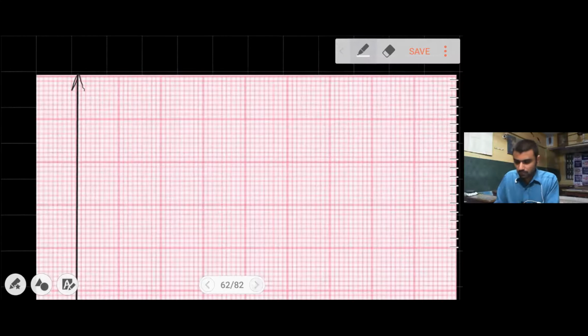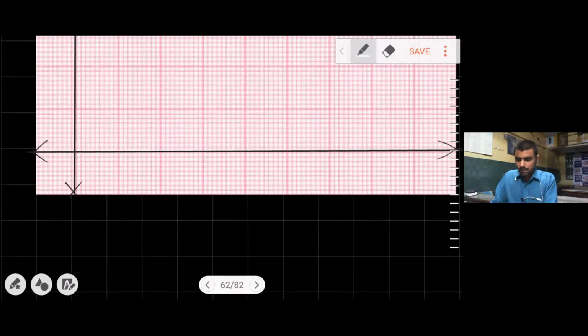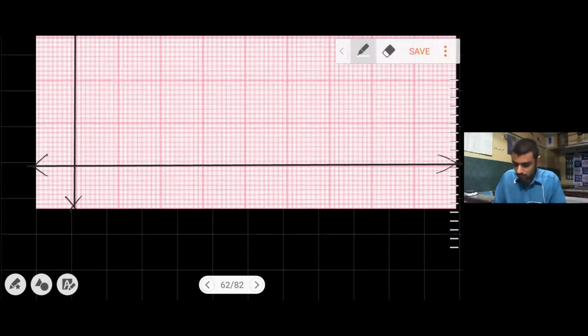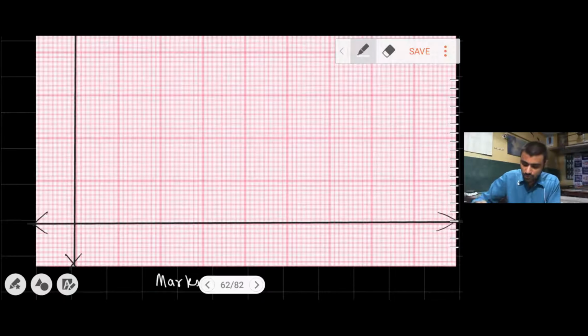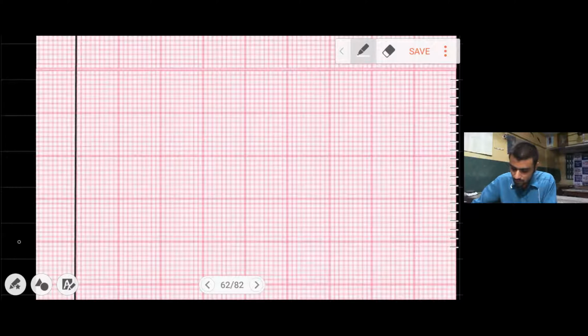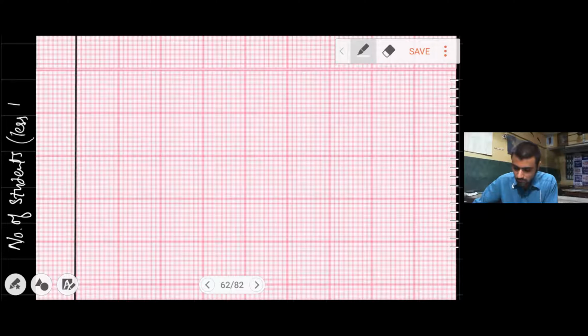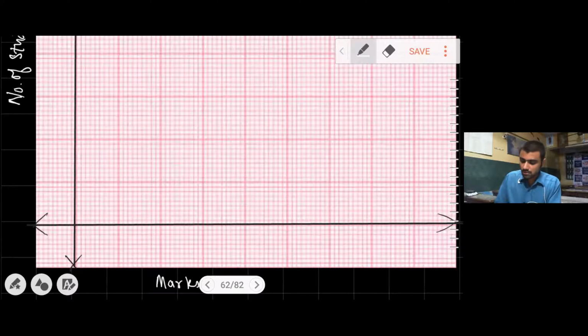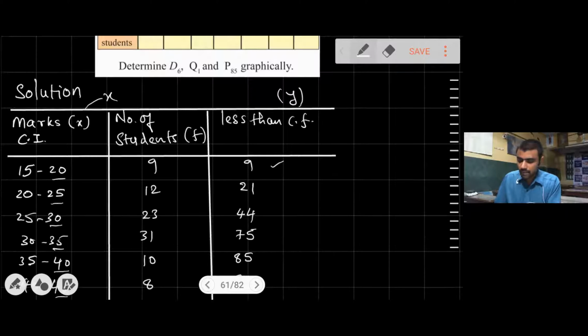See, all of you please come to the graph paper, and now I would like to mention here on the graph paper, on the x-axis, it is our marks, and on the y-axis that we have number of students in terms of less than CF. Okay, fine. So marks, it was 20, 25, 30 and so on.